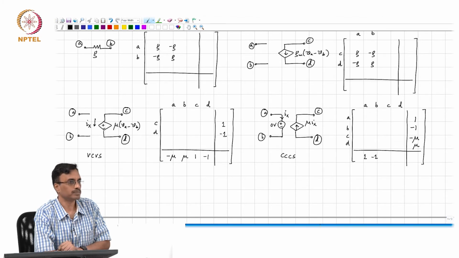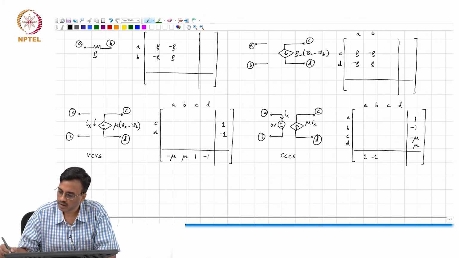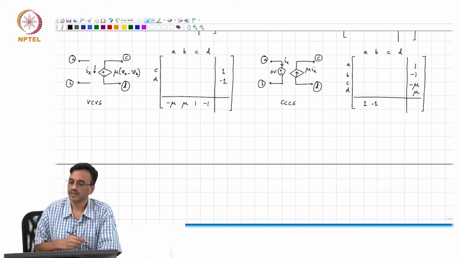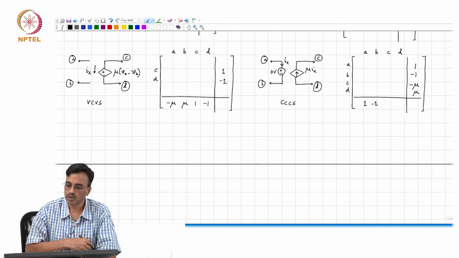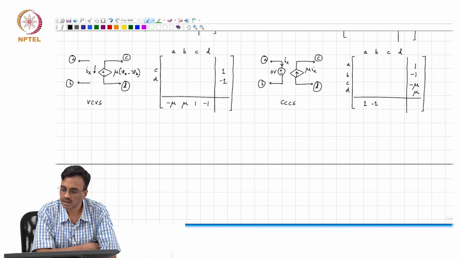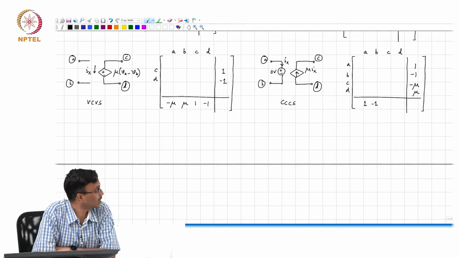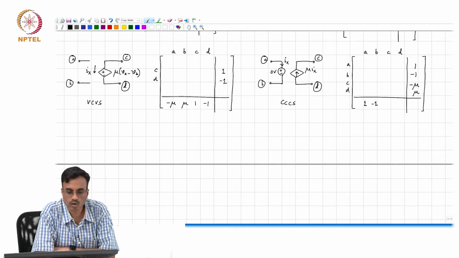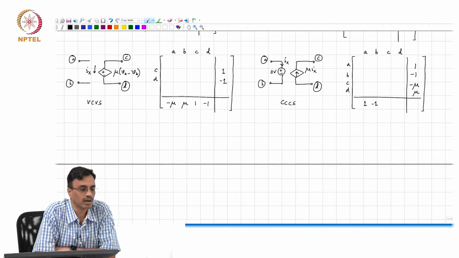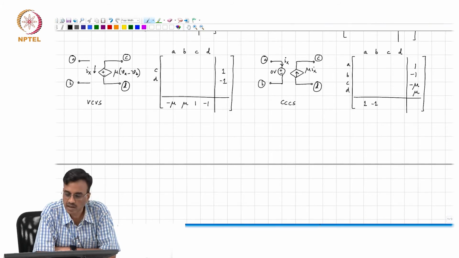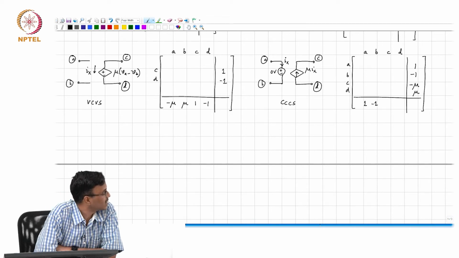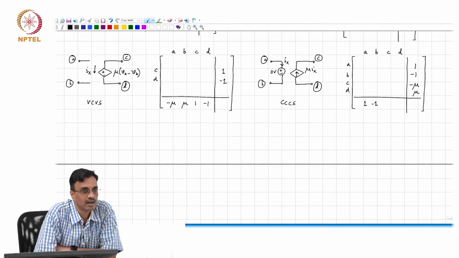Is this clear? All right. I'd just like to draw your attention to one fact. If you stare at these two MNA stamps, what comment do you think you can make of the voltage controlled current source and the current controlled voltage source? If you stare at the MNA stamps, do you see anything at all?